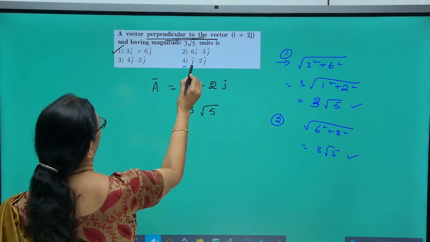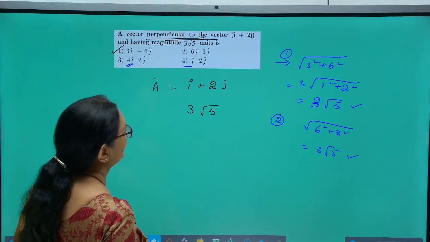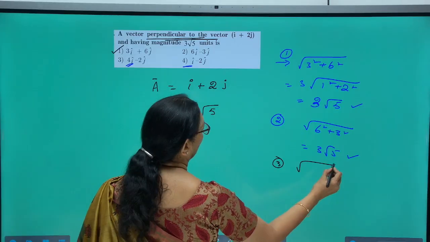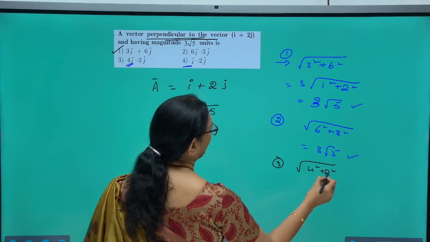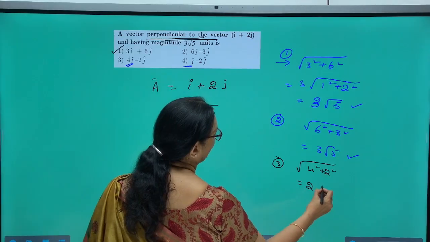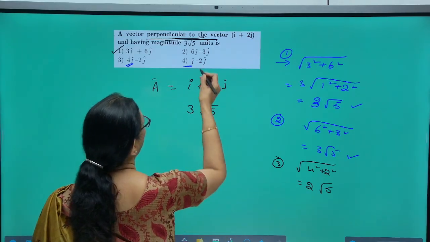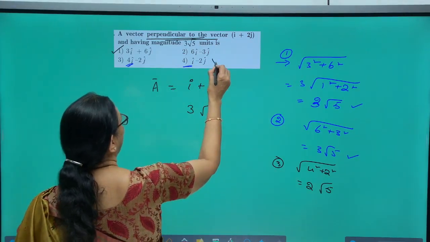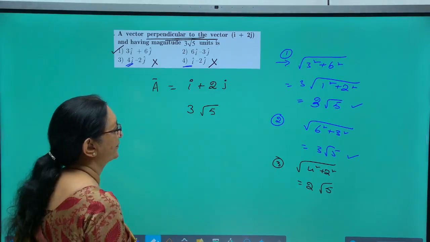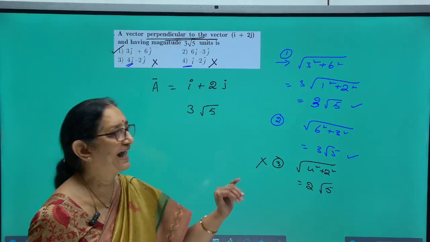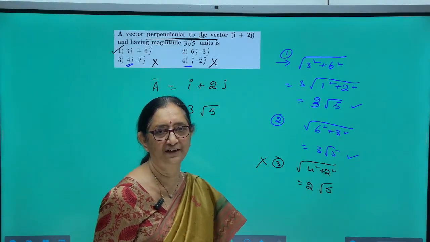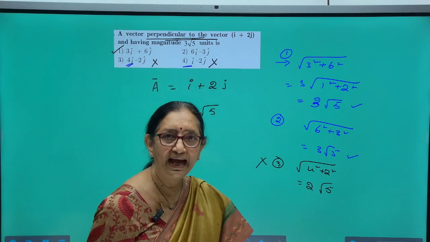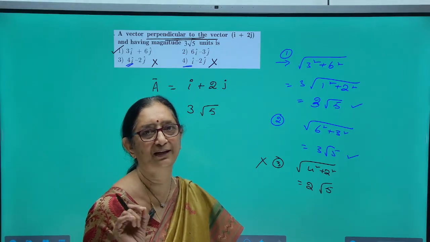And for these two vectors, very obviously, the magnitude is not 3 root 5. Look, for the third option, root of 4 square plus 2 square, so this is 2 root 5 if you take 2 as a common factor, and for that it is something else. So, very obviously the third option and fourth option are not the answers. It can be the first option or second option, because the two vectors are having the same magnitude, that is 3 root 5.